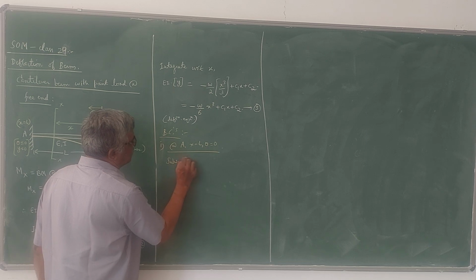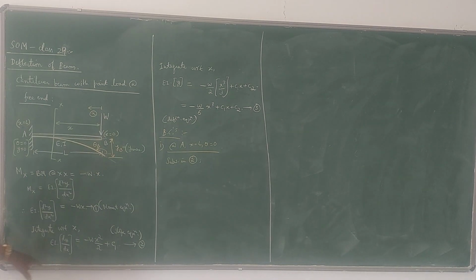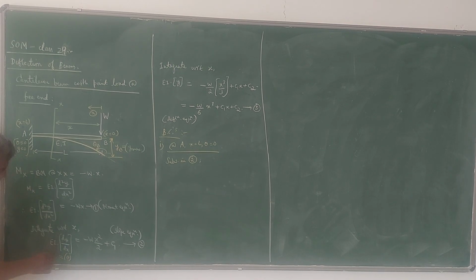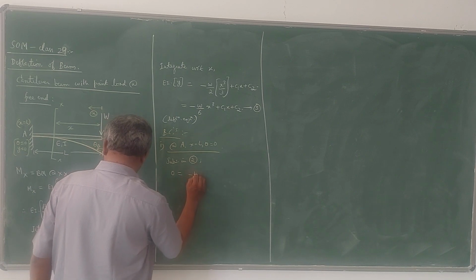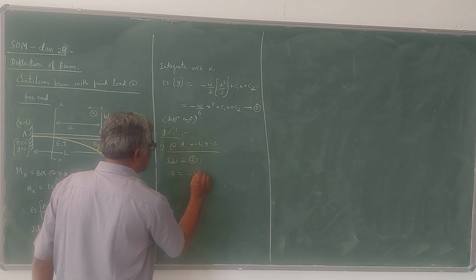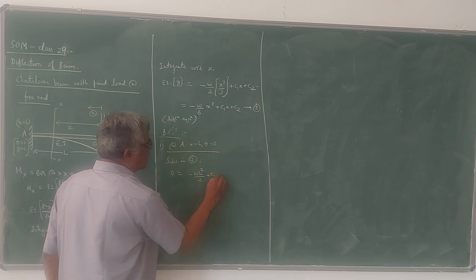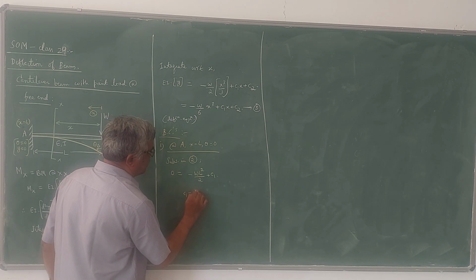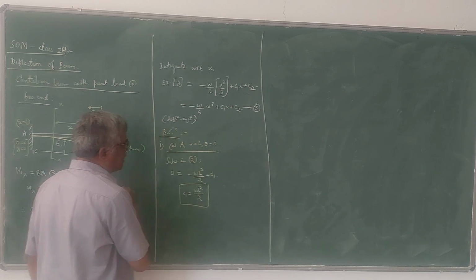Substituting into equation 2, we know that dy by dx is nothing but theta. So here, if you put 0 for this, LHS becomes 0. 0 is equal to minus W into x is L, so minus WL square by 2 plus C1. So therefore C1 becomes WL square by 2. So this is one constant of integration.